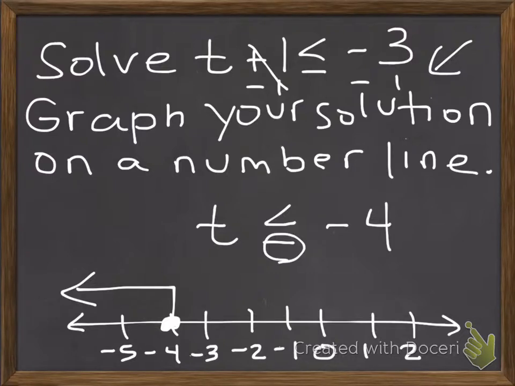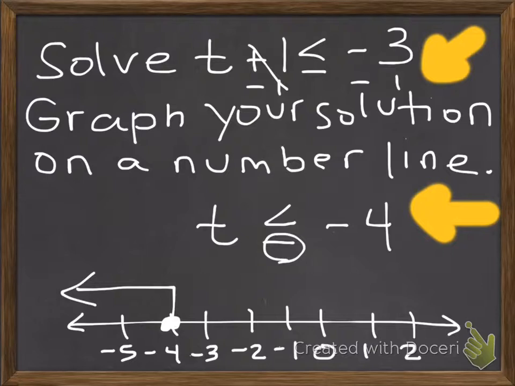So as you can see, the first one, we're asked to solve t plus 1 is less than or equal to -3. So we need to get t by itself. In order to do that, we need to subtract the 1, since it's plus. We're going to do that to both sides, right here. And we get t is less than or equal to -4.